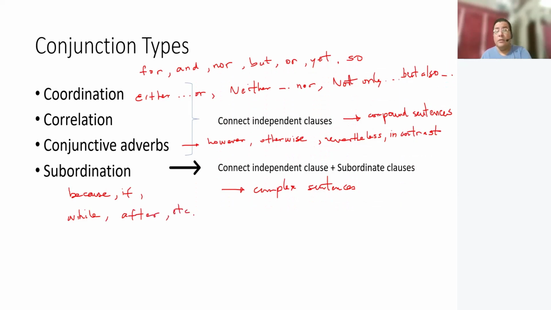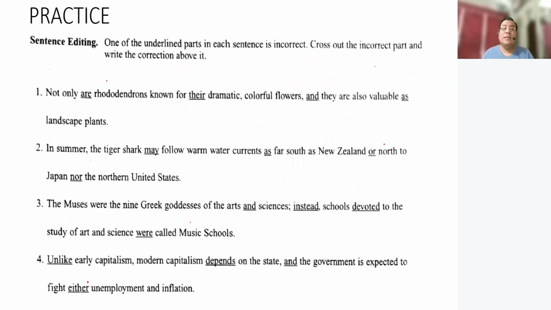All right, today we'll see a set of questions about sentence editing. Let's see the instructions together. One of the underlined parts in each sentence is incorrect. Cross out the incorrect part and write the correction above it.